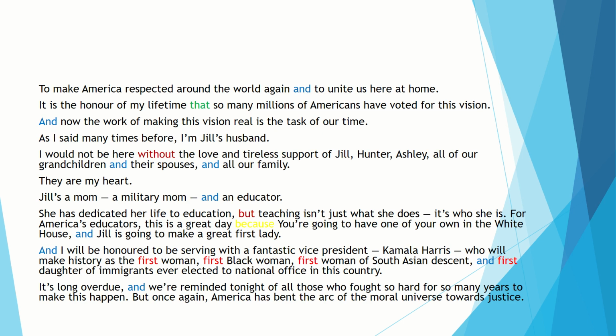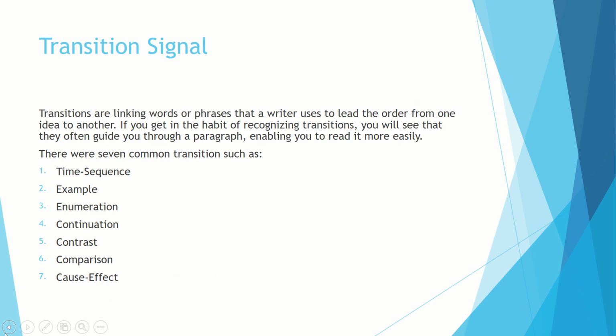Okay, let's move on. On this slide, we have so many blue. There is blue on "and". What is "and"? "And" is a form of continuation type of transition. Meanwhile, "that" here, let's see what that means. "That" here will be an example.